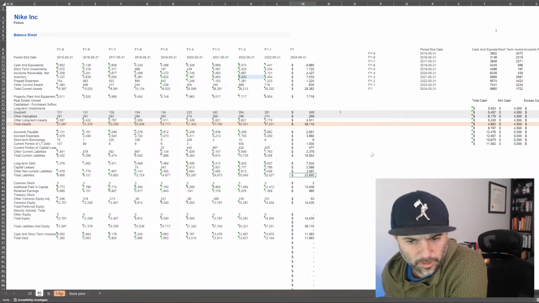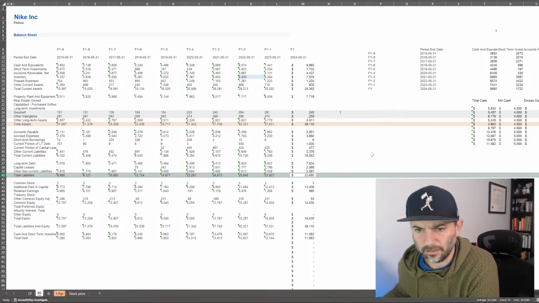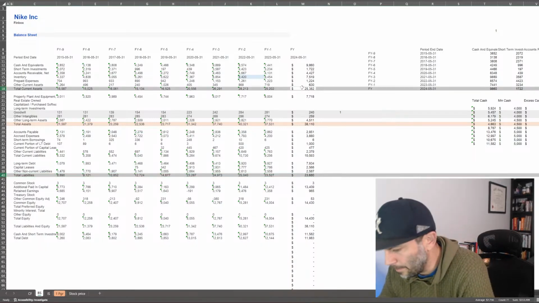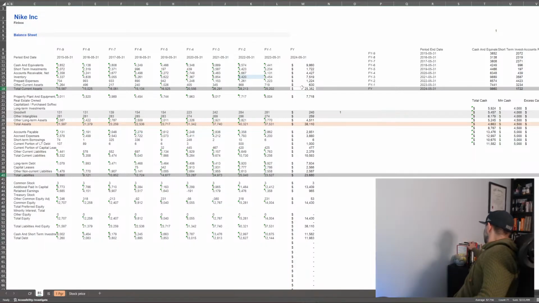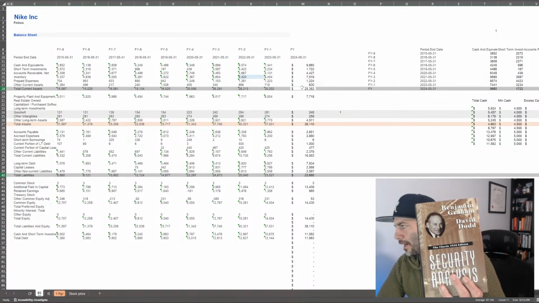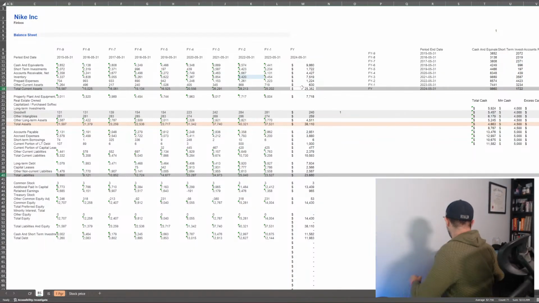So total liabilities here is, wow. Well, ladies and gentlemen, total liabilities is actually less than current assets. That is like a Benjamin Graham number. Look at that. Look at that. Huh? Little Ben Graham call out. Right there, current assets greater than long-term liabilities.